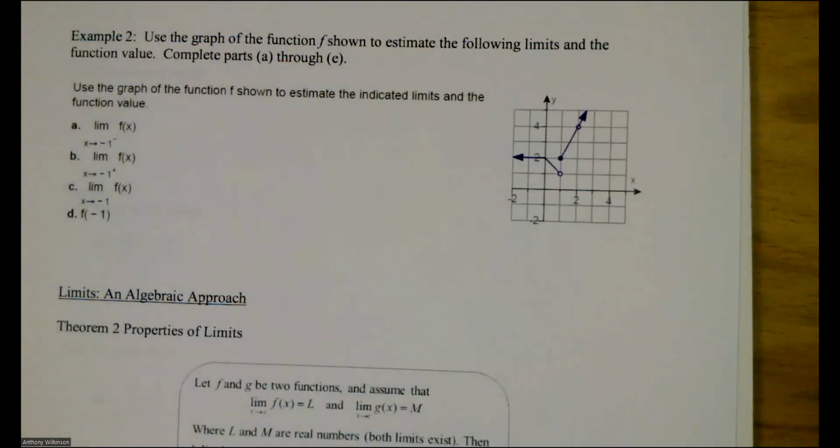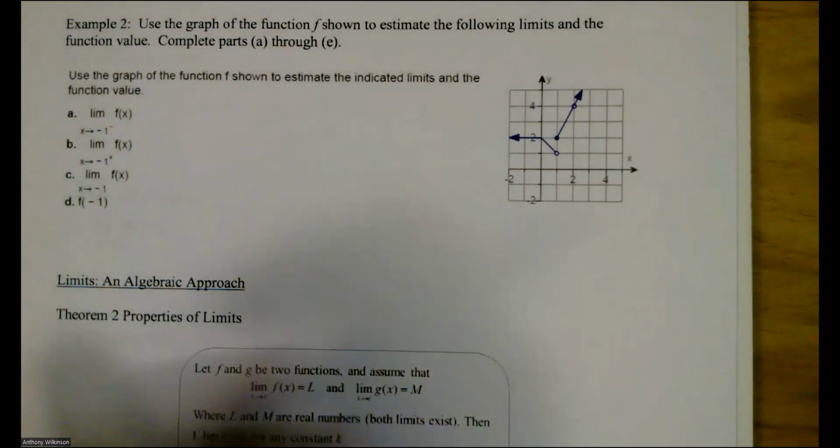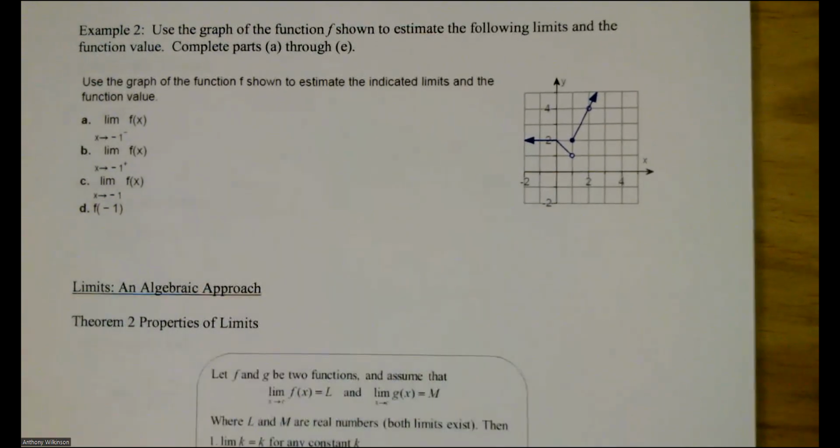All right. Now here's an example of a graph where we're going to be finding the limit. And that should be parts A through D, not A through E. So here you're going to use the graph of the function f shown to estimate the indicated limits and the function value. So in this case, we want to find the limit as x approaches negative 1 from the left.